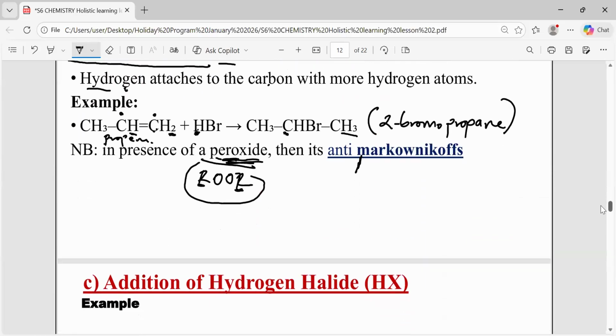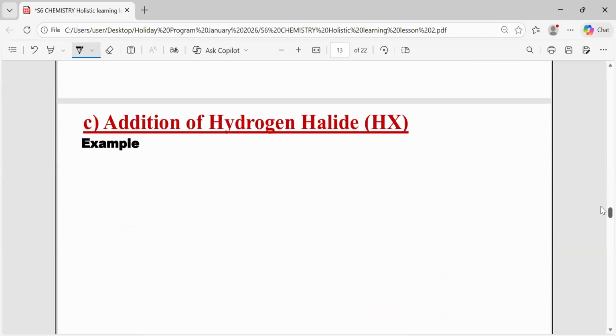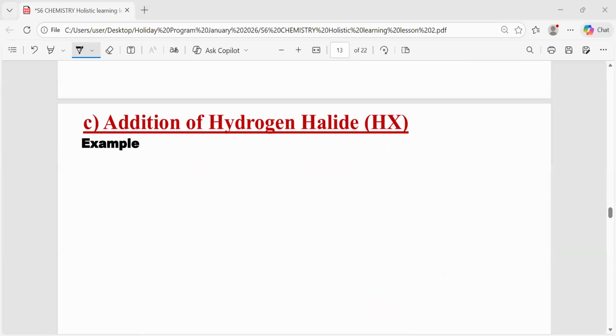Time is not our friend. I would like us to move a little bit faster. So let's have an example, and we are going to apply Markovnikov's. Can we move together? Because of time, we move very fast. Audrey, are you still there? Yes, teacher. Which example can we use? Let's be faster.